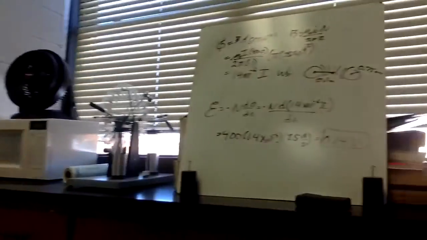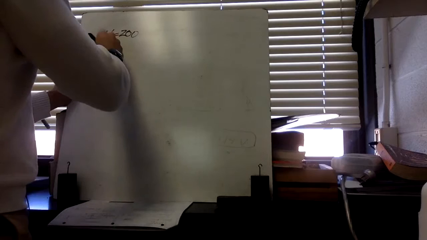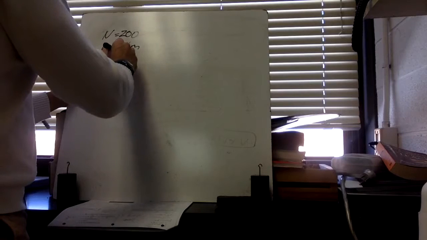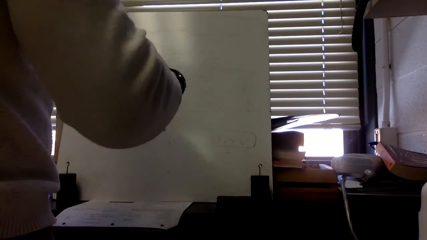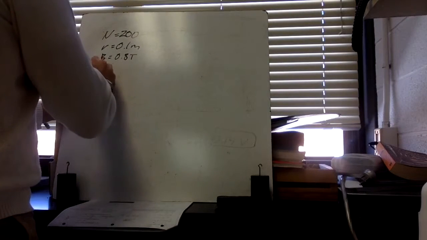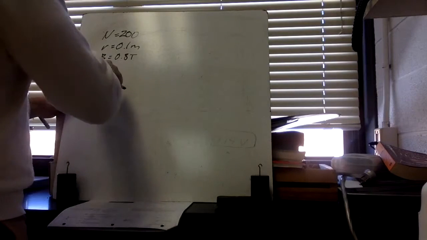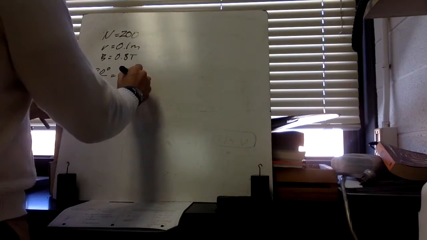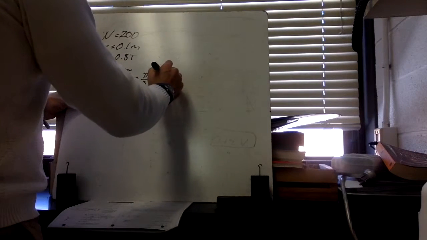All right, now let's take a look at example 8, and we can do this one on the board as well. So what do we know about this? N is 200 turns. R is 0.1 meters. It's a coil. B is 0.8 Teslas. And so we're looking for this turns 90 degrees in 1.5 seconds. So it's 90 degrees in 1.5 seconds. And so this is pi over 2, and this is 3 over 2 seconds. So this ends up being pi over 3 is actually our value for d phi, or d theta dt.